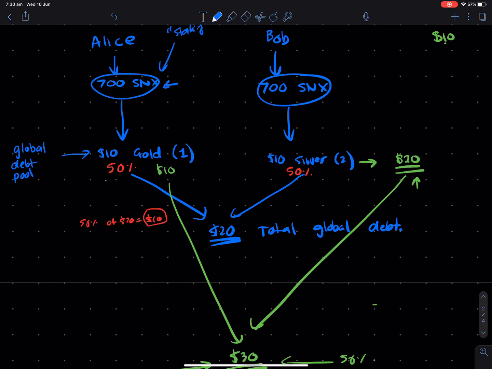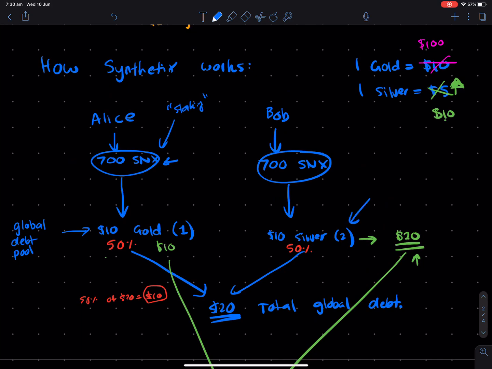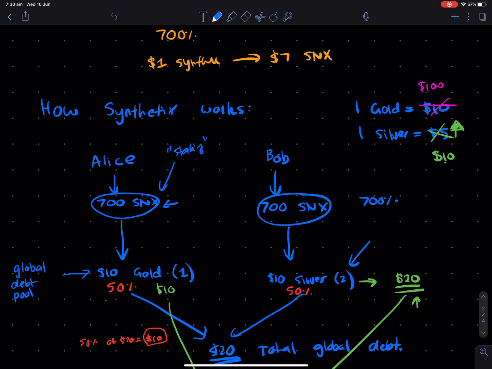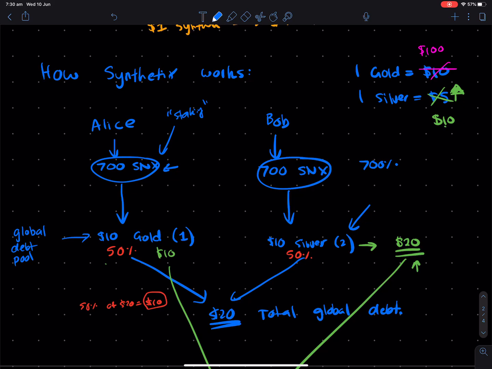One thing which I didn't mention going back is that, let's say you've opened this position in silver over here, but then you want to close your position. You need to make sure that you still have a 700% collateralization ratio. So if the value of gold goes up, you actually need to add more SNX tokens to make sure you can get your SNX tokens back. That's one risk in the system, where A, you're competing against traders, but B, you need to make sure you have enough SNX tokens to retrieve back at the end of the day.